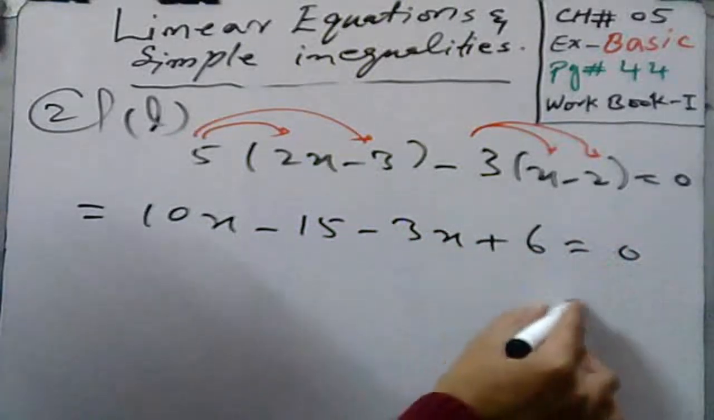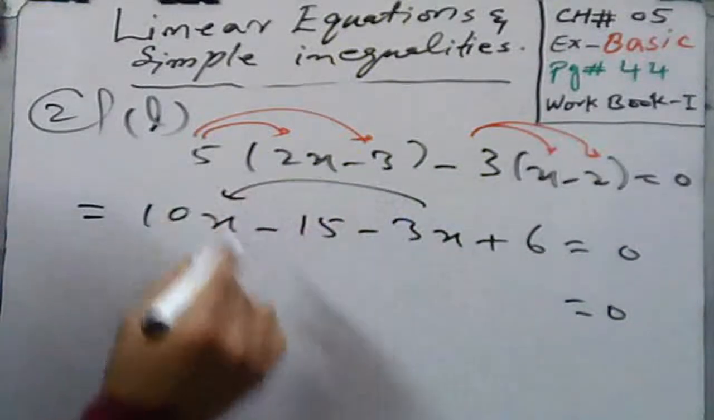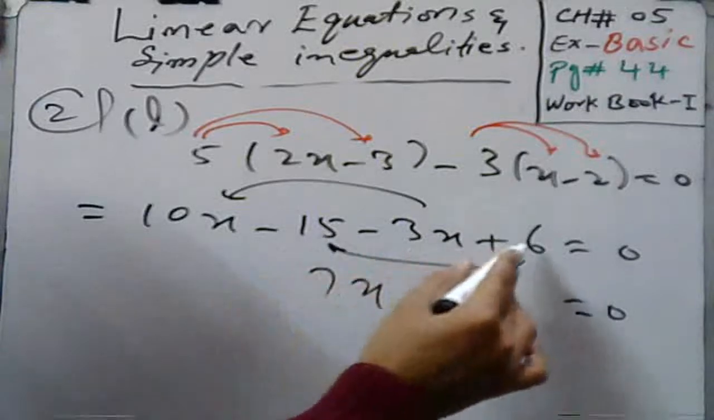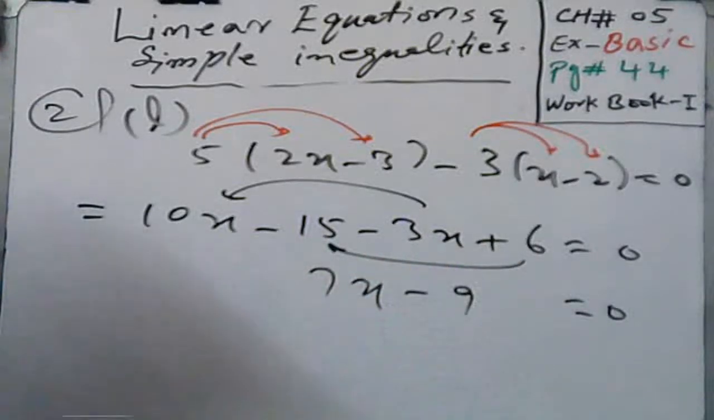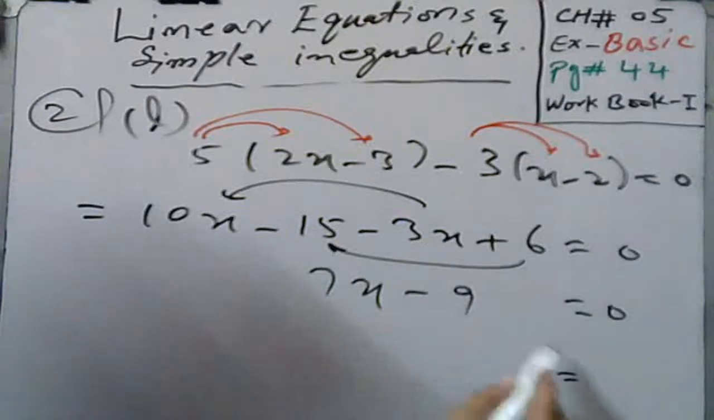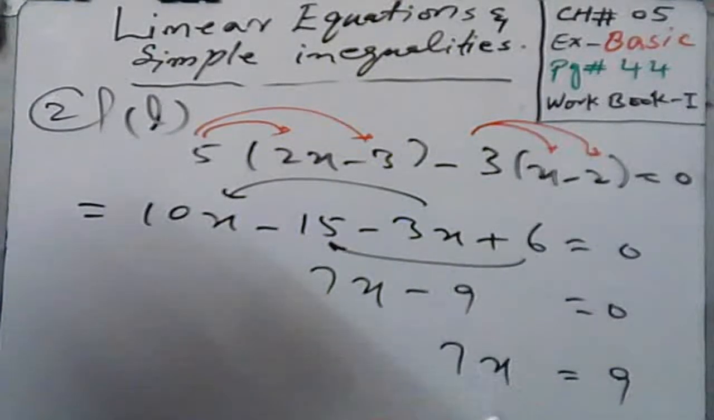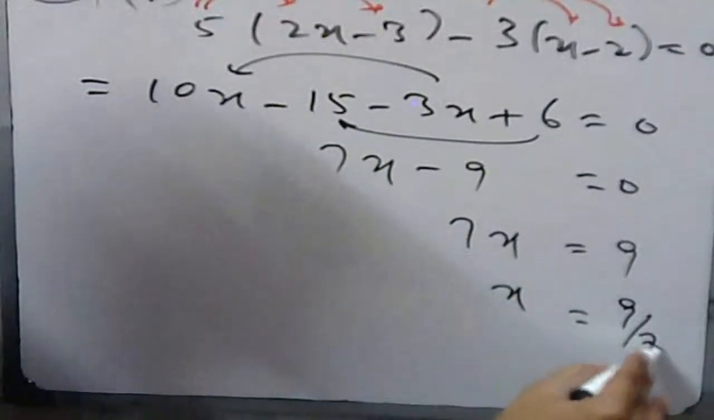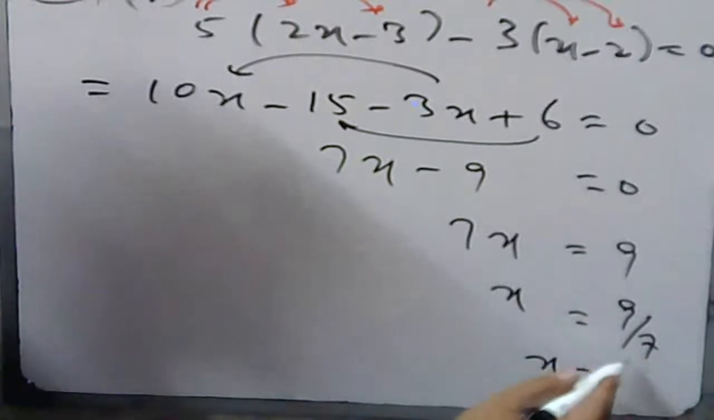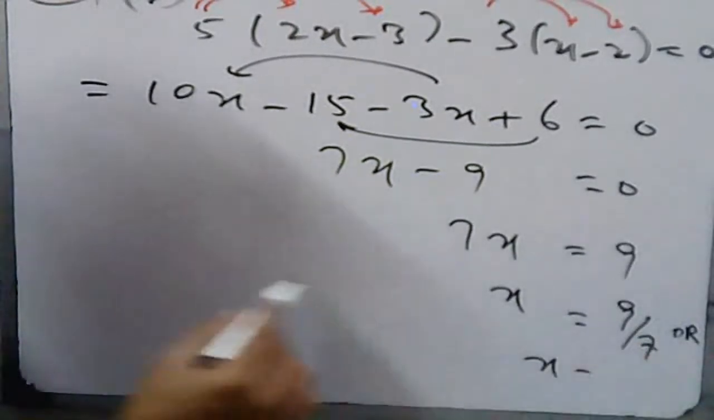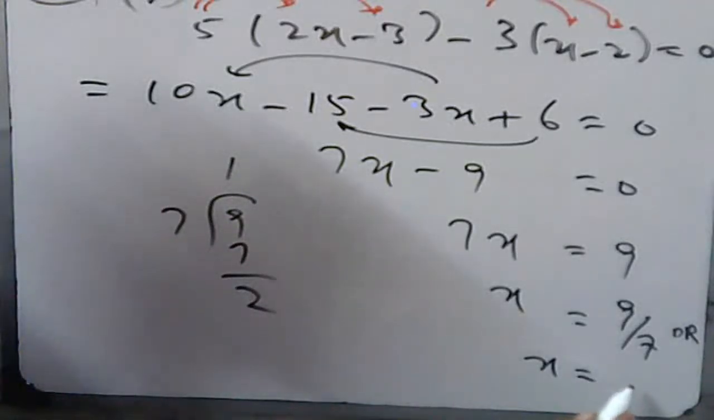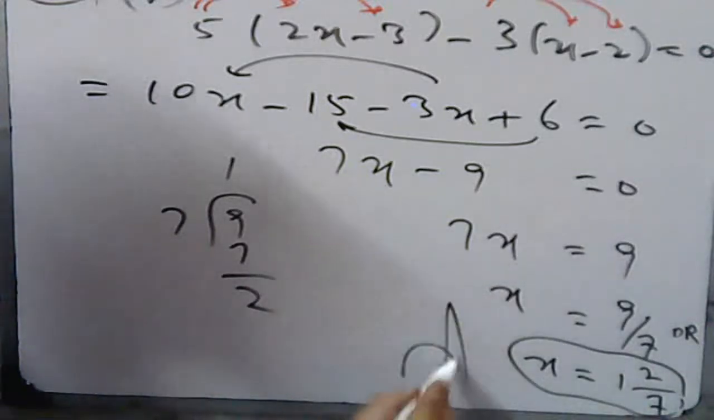So homogeneous terms should be added, that is 10x minus 3x, 7x, and minus 15 plus 6, minus 9, is equal to 0. So constant term should be shifted to the other side, so you will get this. Minus 9 should be shifted there, plus 9. The value of x is 9 by 7. So that is your fraction form. Otherwise, in whole number, 9 divided by 7, 7 ones are 7, you will get 1 whole 2 by 7. That is your fraction form in whole number.